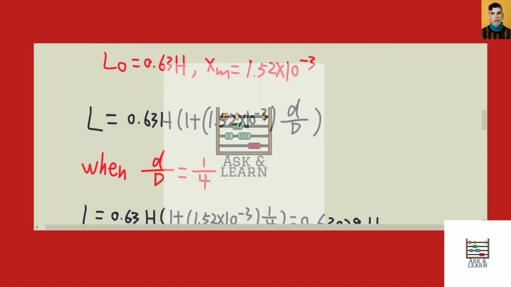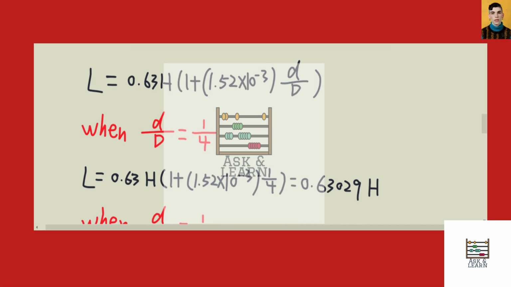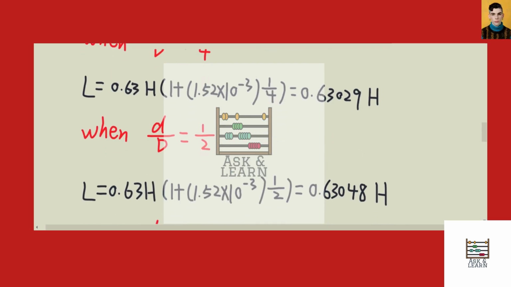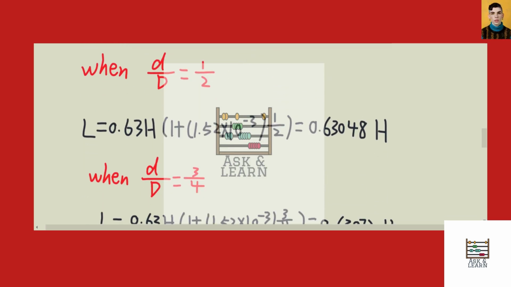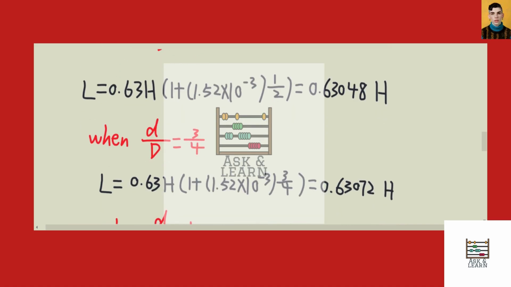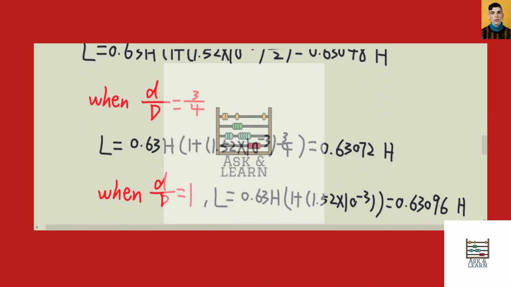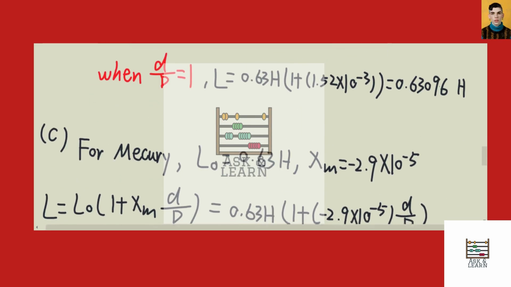So we know when d over D is equal to 1/4, we'll have L is equal to 0.63029 Henry. And when d over D is equal to 1/2, we'll have L is equal to 0.63048 Henry. And when d over D is equal to 3/4, we'll have L is equal to 0.63072 Henry. So when lowercase d over capital D is equal to 1, we'll have L is equal to 0.63096 Henry.